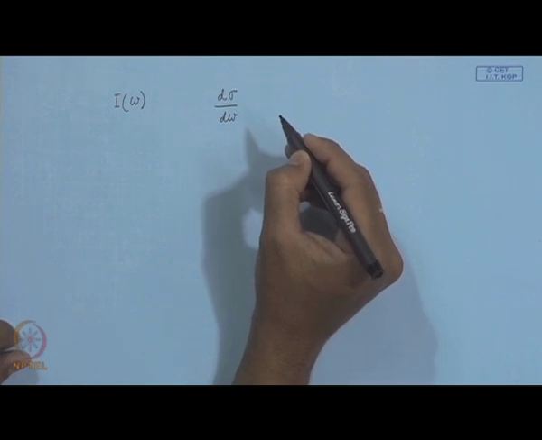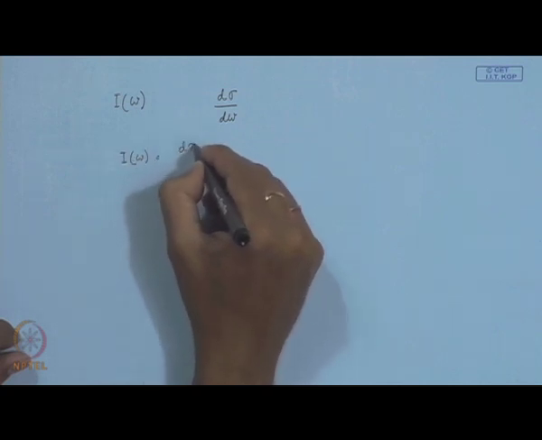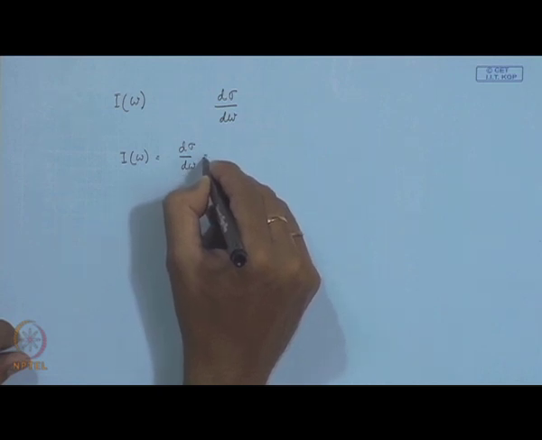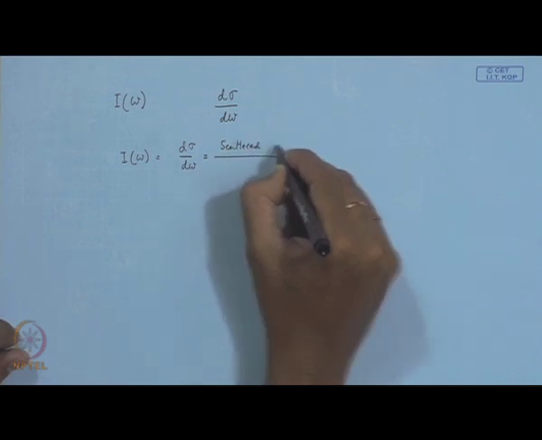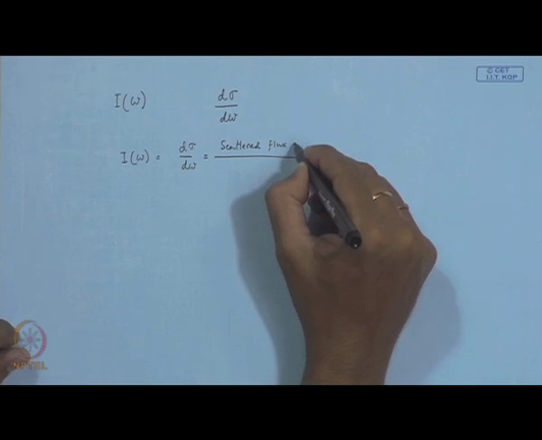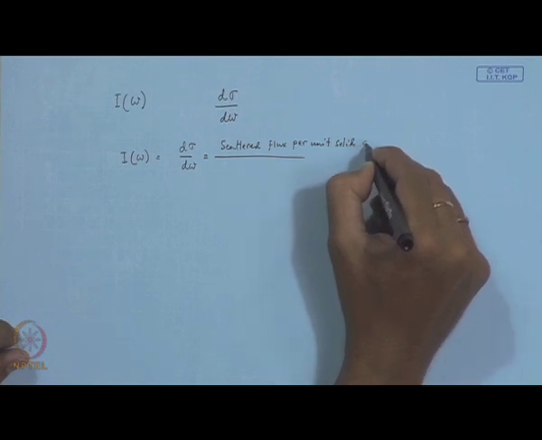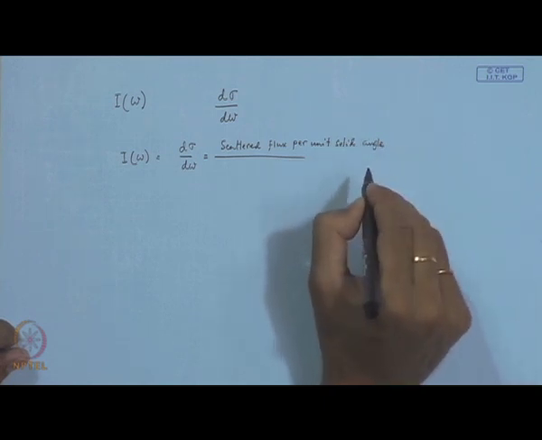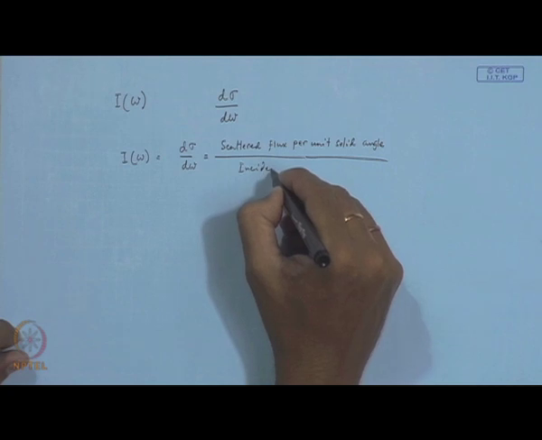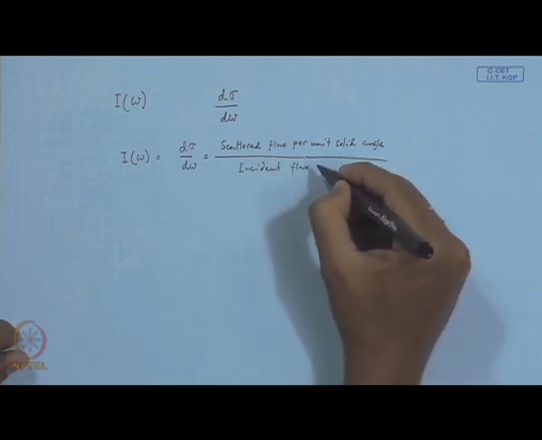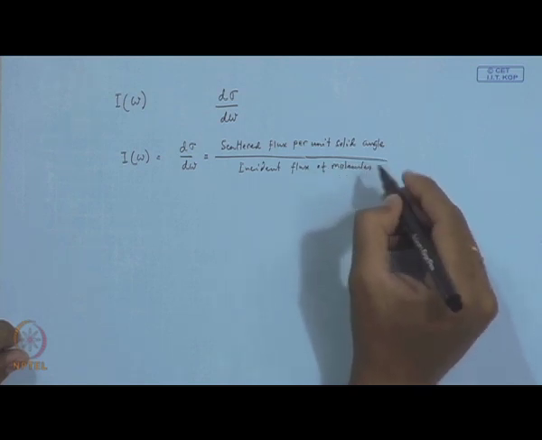Now, what is this I omega? It is d sigma d omega, which is equal to the scattered flux per unit solid angle divided by the incident flux of molecules per unit area.